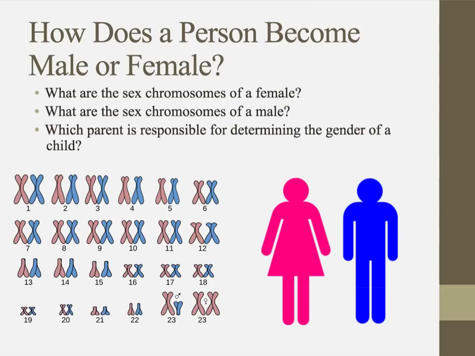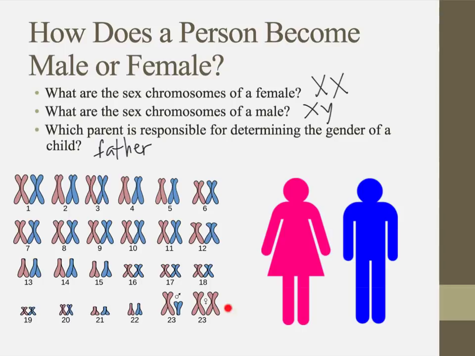There's nothing for you to take notes on here, but just to make sure that we're clear and so that we can review: the sex chromosomes of a female are XX. She has 2 copies of the X sex chromosome. And a male has an X and a Y. And of course, we know it's the father that determines the gender because the mother is always passing along X's to her offspring, and it's the male that can either pass along an X to create a girl or a Y to create a boy.